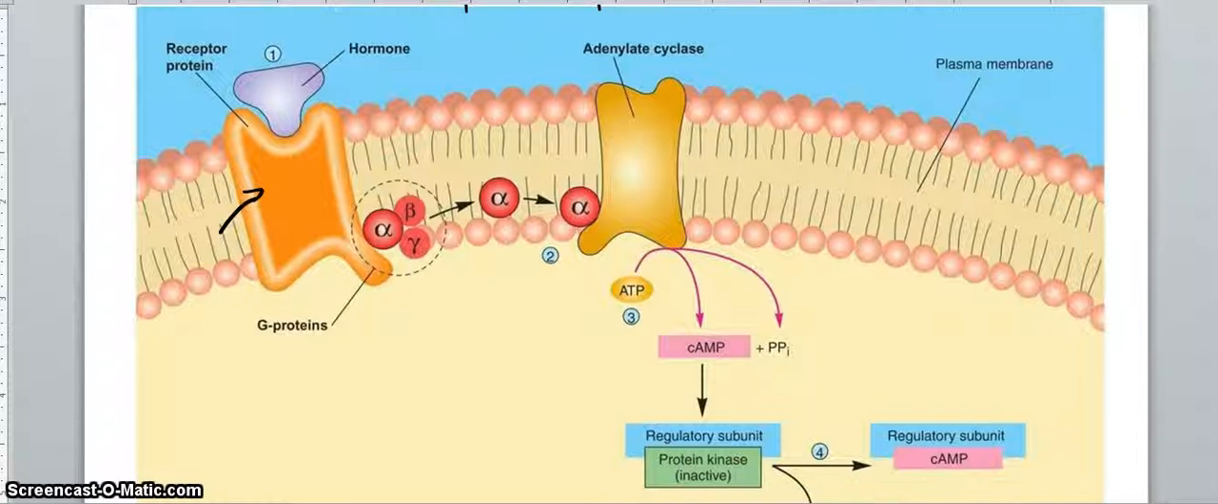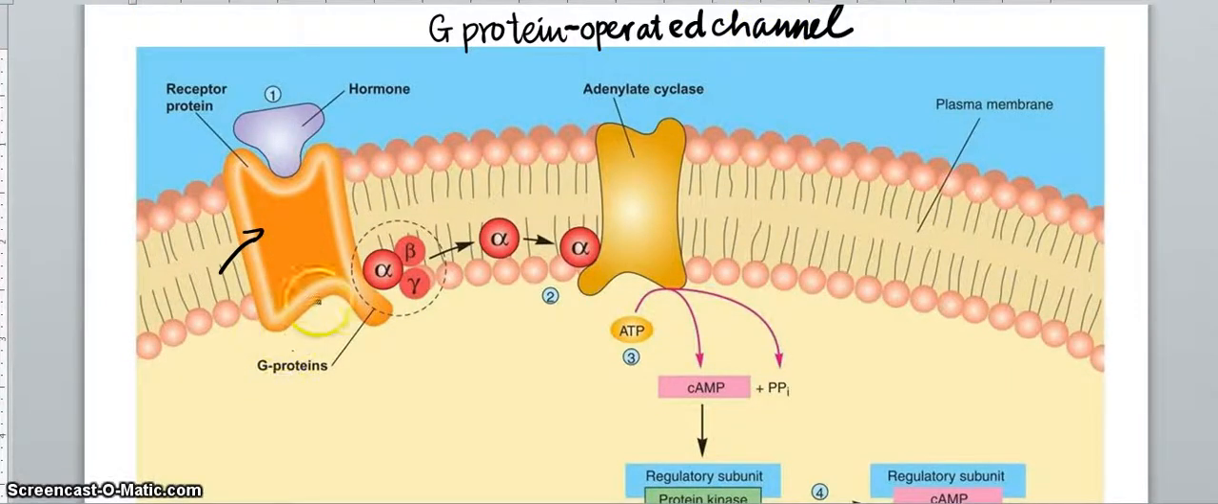So in this diagram, they're showing an outside chemical, in this case a hormone, that lands onto a receptor protein on the cell membrane of the cell. And this receptor is called a G protein operated channel, because attached to it is a complex called G protein. The G protein has three different subunits: alpha, beta, and gamma.